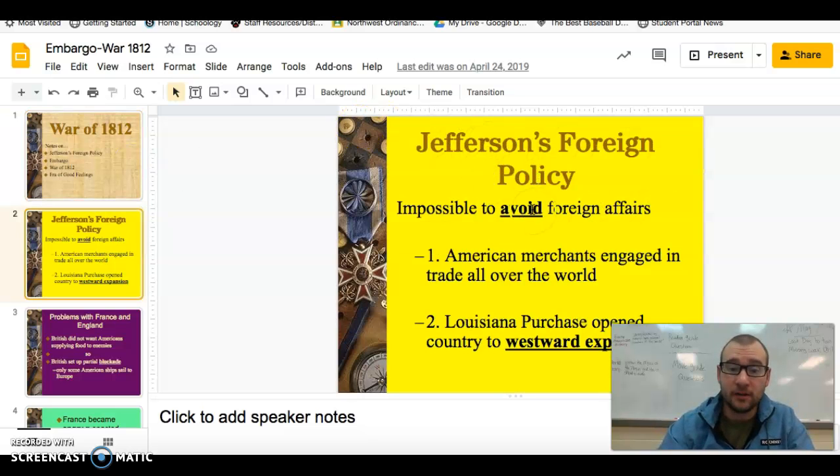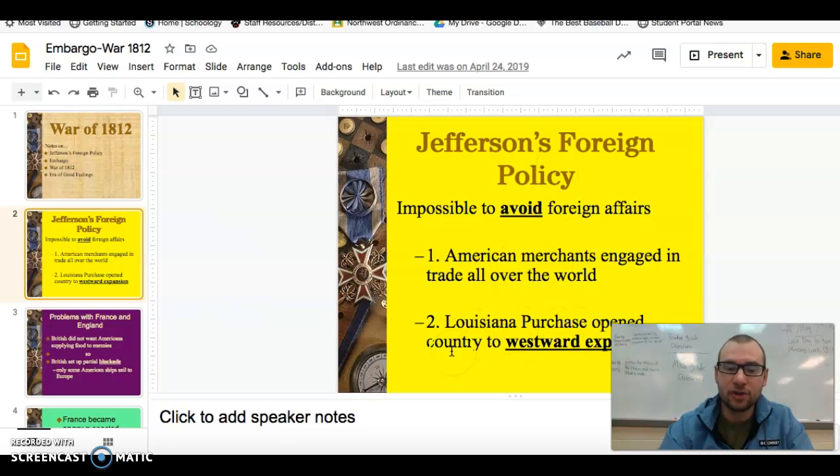So Jefferson's foreign policy, again, he wanted to be more of an isolationist. He wanted to not get entangled in European wars, but easier said than done. It is impossible to avoid foreign affairs. American merchants engaged in trade all over the world, so we were becoming very visible. We're dealing with a lot of countries, interacting with a lot of people. So that's part one.